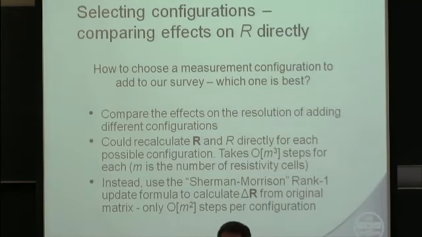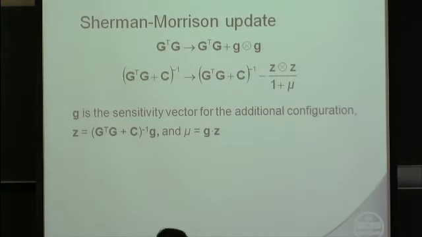If we recalculate them directly, of course, that's not going to be terribly efficient, because it takes order m cubed steps for each configuration, where m is the number of resistivity cells. So we use a rank 1 update to the model resolution matrix, the Sherman-Morrison formula, which takes order m squared steps and makes the problem tractable. That's the Sherman-Morrison update formula. I'm sure most people here are familiar with that.